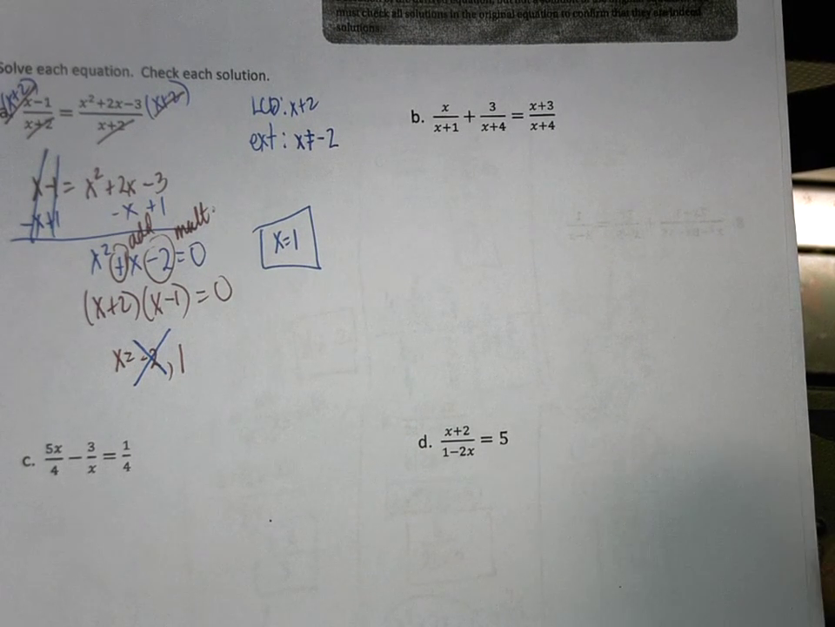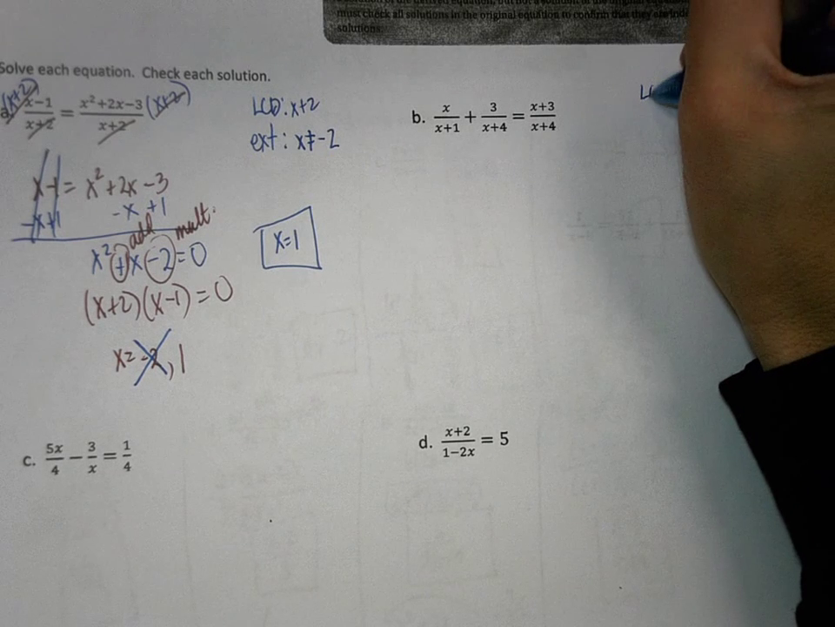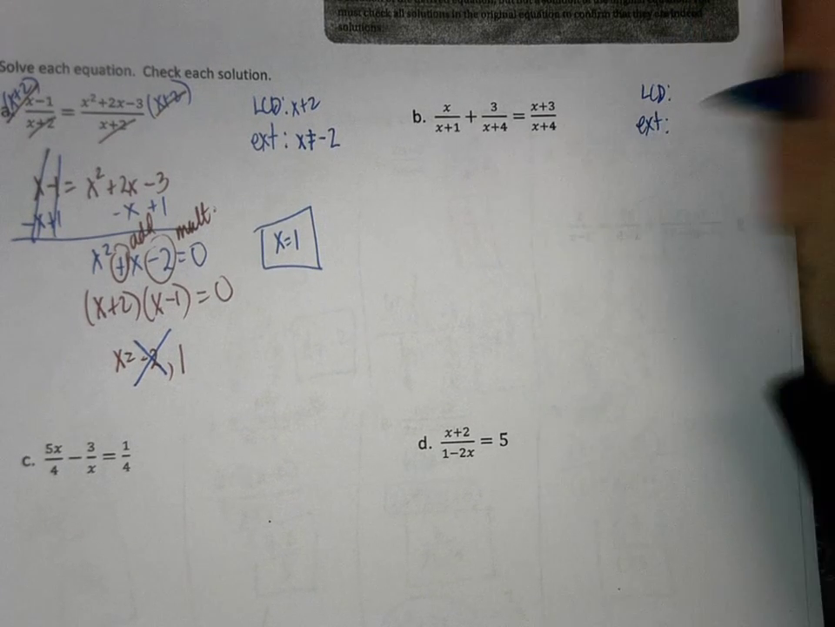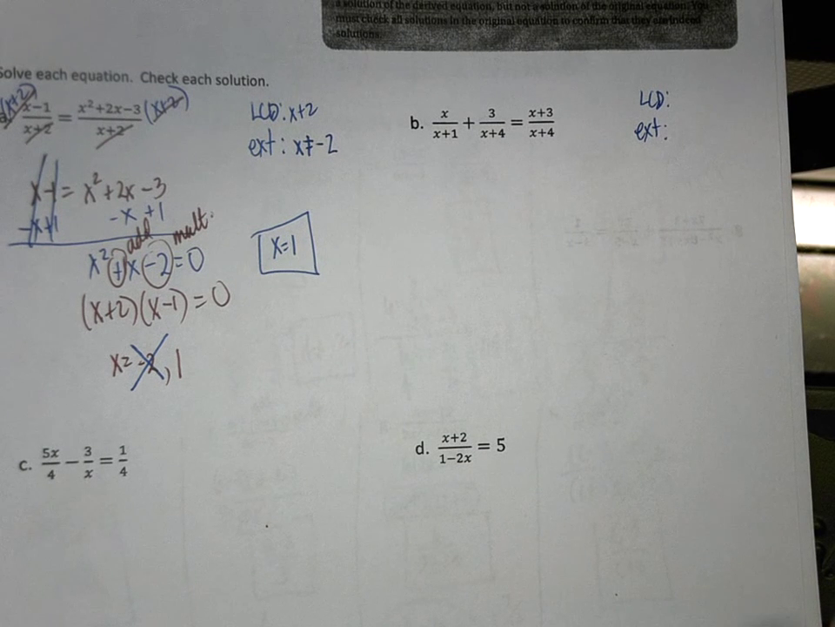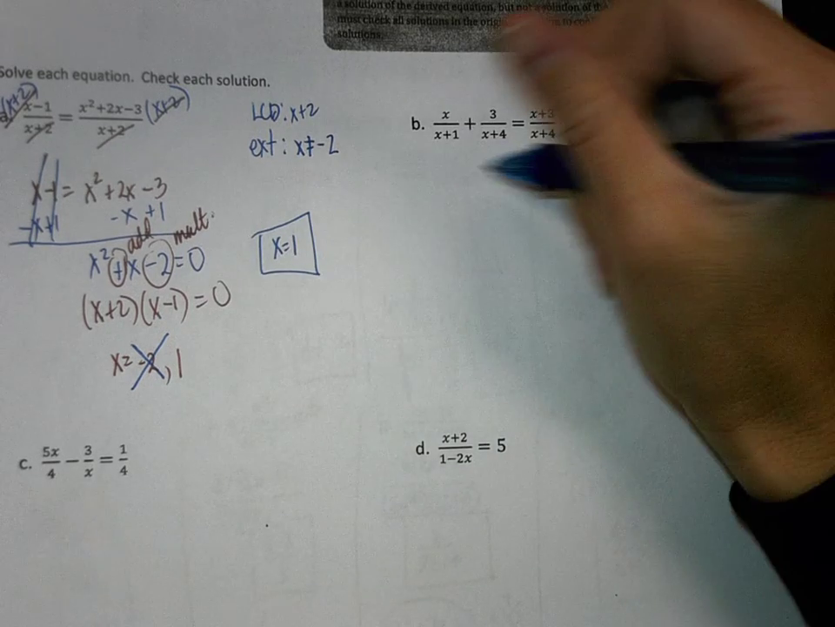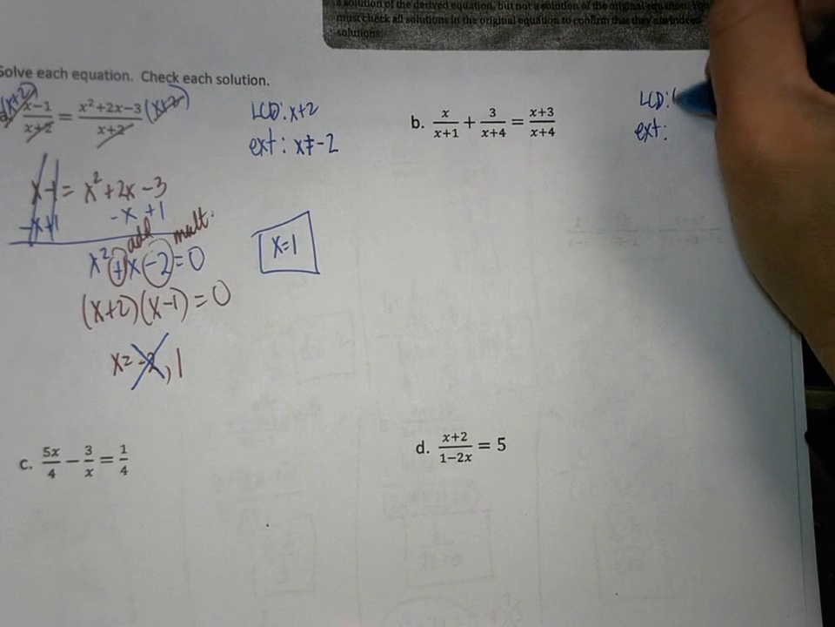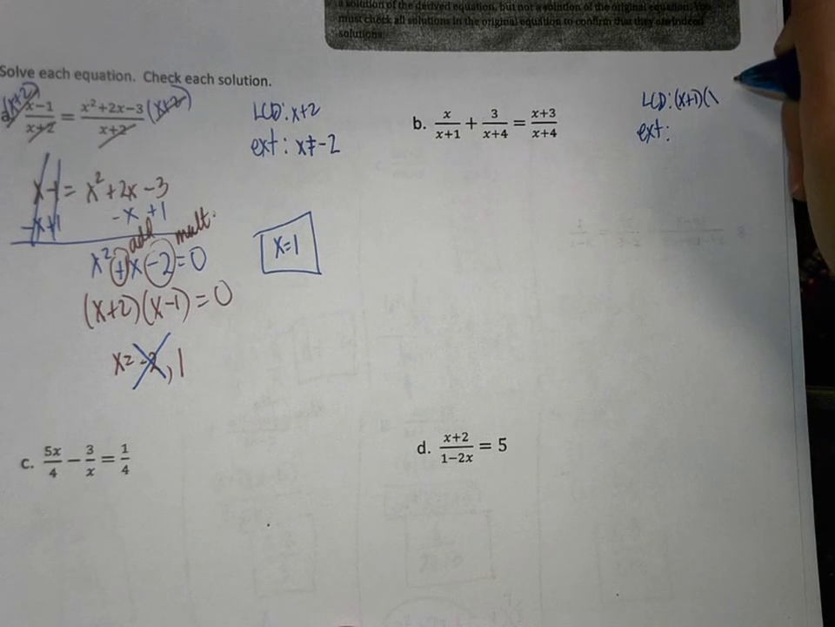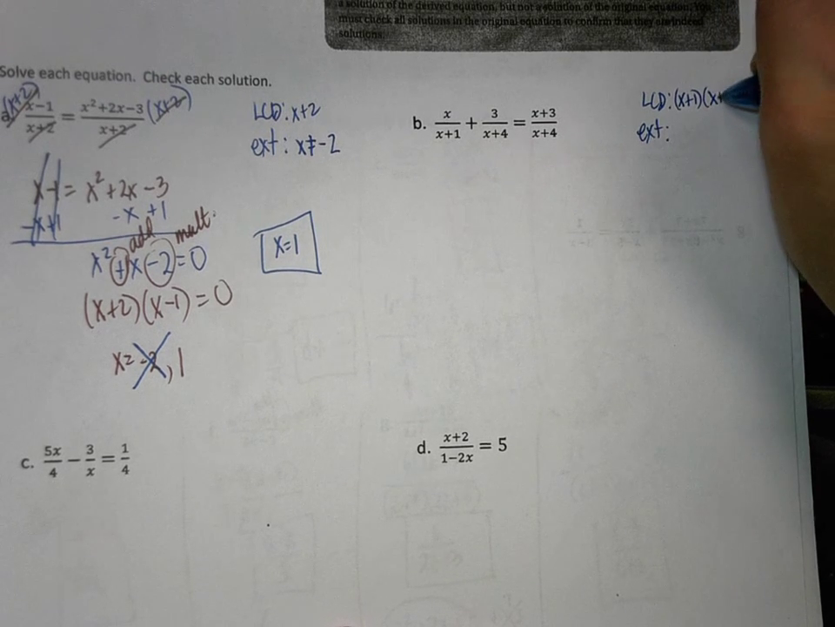Again, the two things that we always want to start by finding are the LCD and our extraneous solutions. Looking at this problem, what would be my LCD? X plus 4 and also x plus 1. We need both of them because remember, pluses connect them like glue. If they're not exactly the same, they're not the same. So we need both of them in our denominators if we were finding the LCD. So x plus 1 and x plus 4.